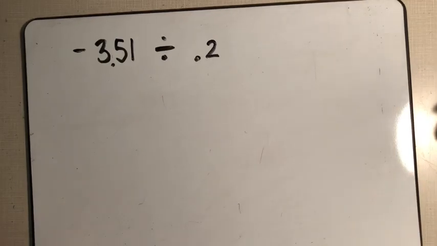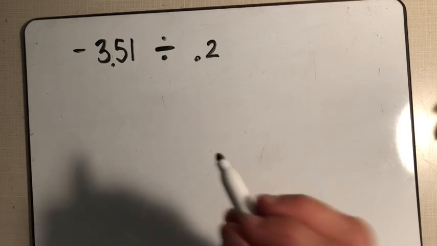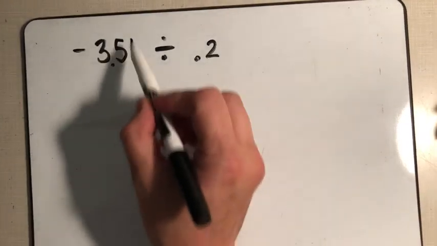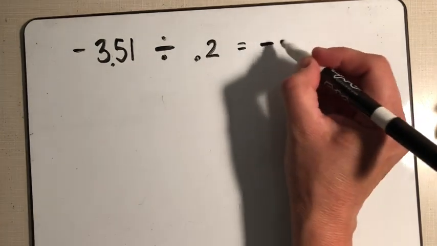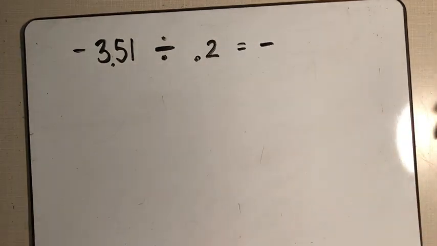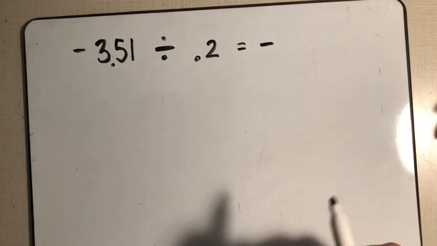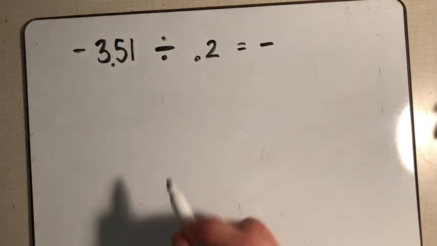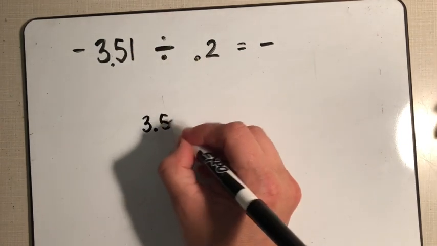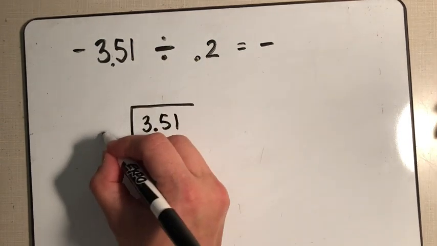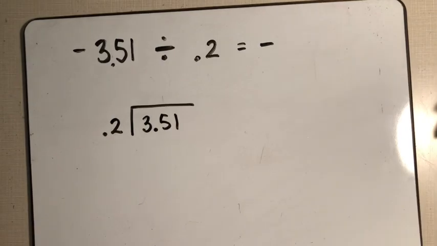Negative 3.51 divided by 0.2. Well, first thing I'm going to notice is that a negative divided by a positive is going to give me a negative answer. So I'm going to put that negative down there ahead of time because I am going to forget to do it later because of all this math. All right, then I'm going to divide. So 3.51 goes under the division bar and 0.2 goes out in front.